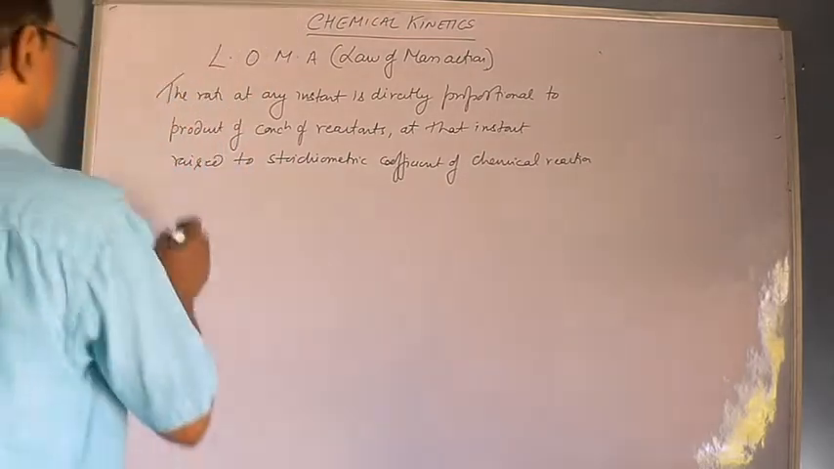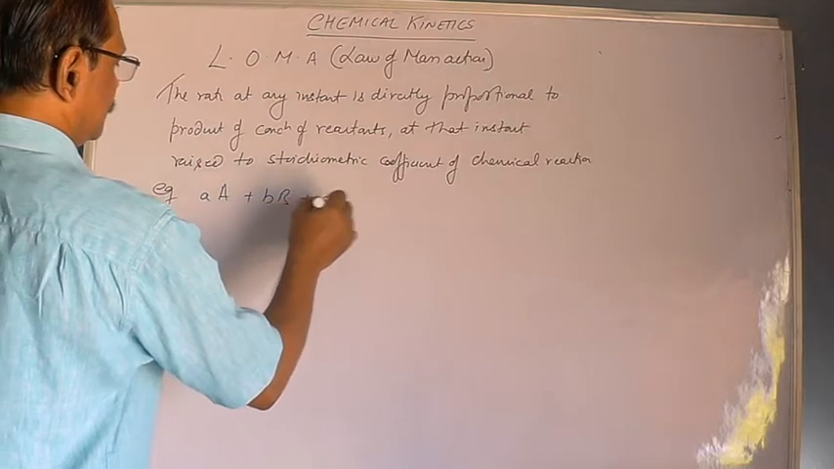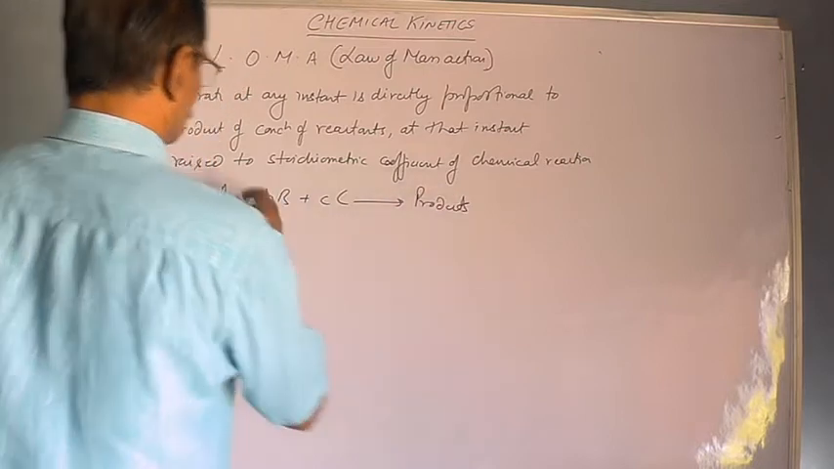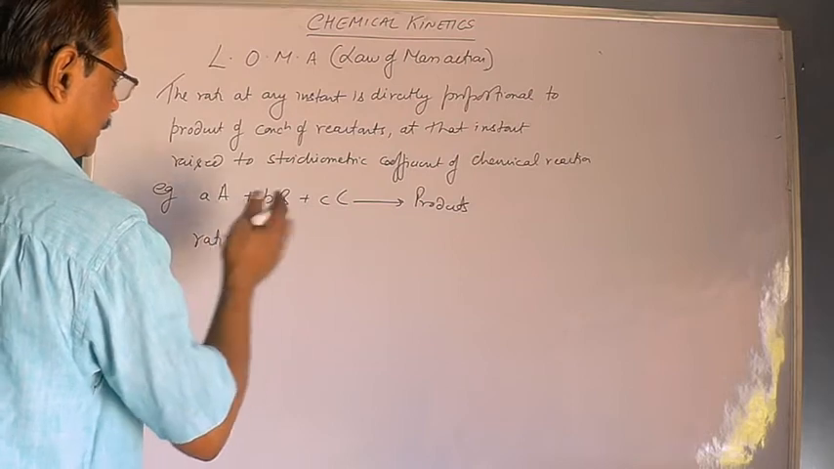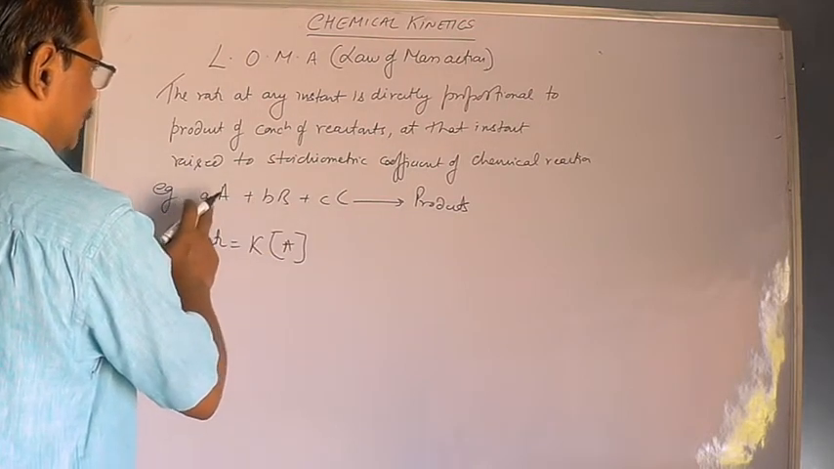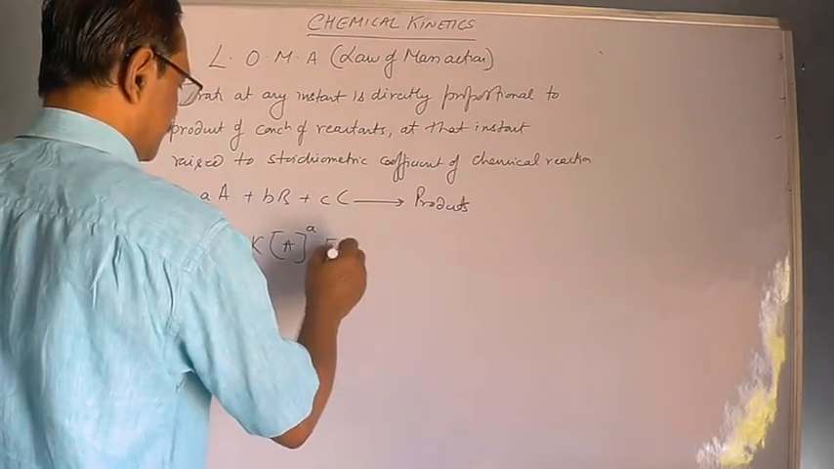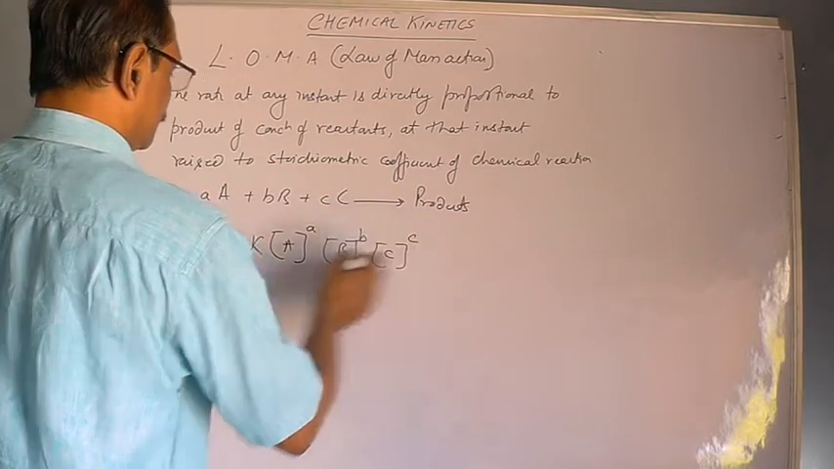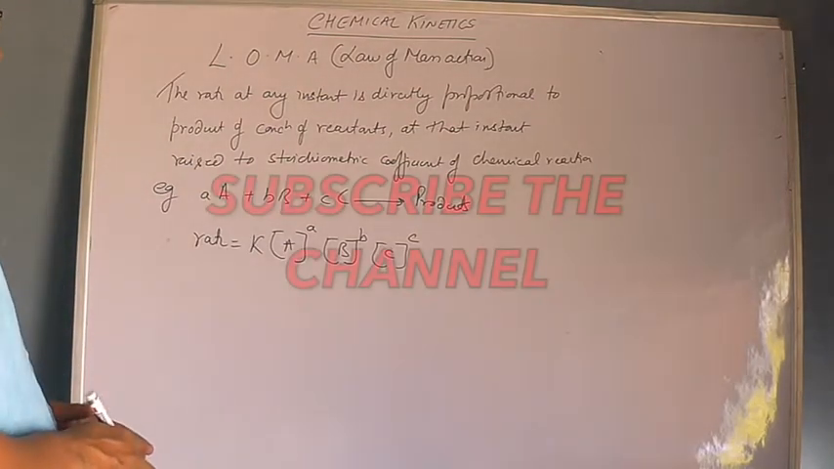Let us take one example. aA plus bB plus cC giving me products. So, how to write the rate? The rate will be equal to some constant K, as we have studied just now, then the product of the concentration of reactants raised to the stoichiometric coefficient. And you have already studied in class 11 that the stoichiometric coefficient becomes the power. So this becomes your rate law expression for the reaction aA plus bB plus cC giving me products.